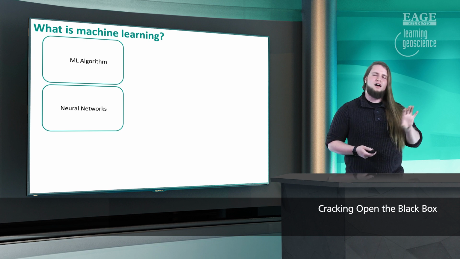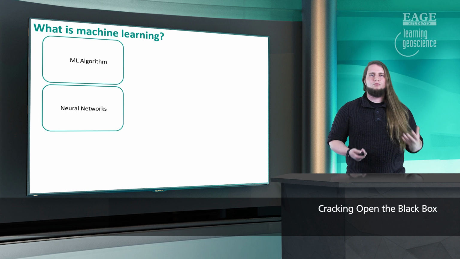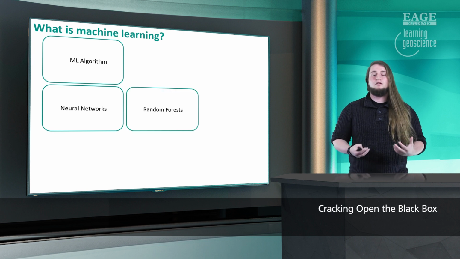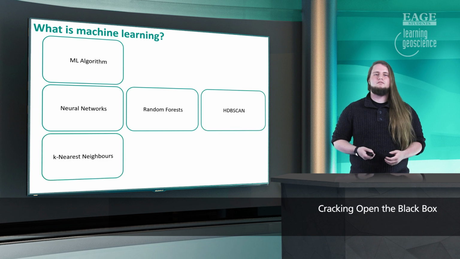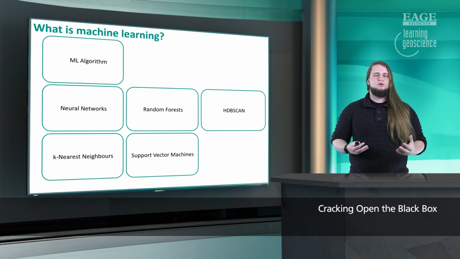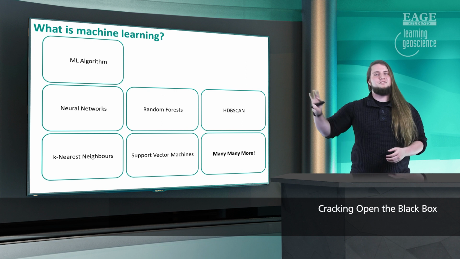Those are the ones that kind of sparked the boom that we have right now. Random forests are extremely powerful classifiers as well. Then for clustering, we have HDBSCAN and k-nearest neighbors, and support vector machines are also a really good model to know. And since you're watching this in the future, there's going to be many more.